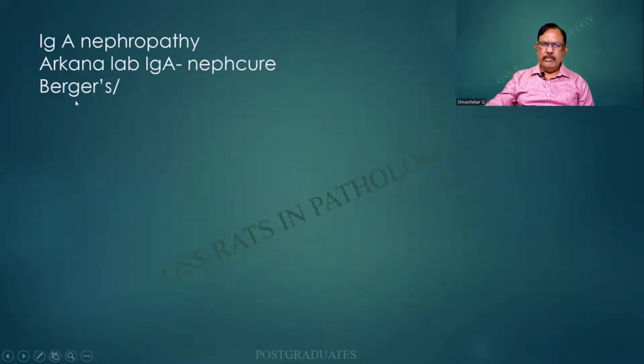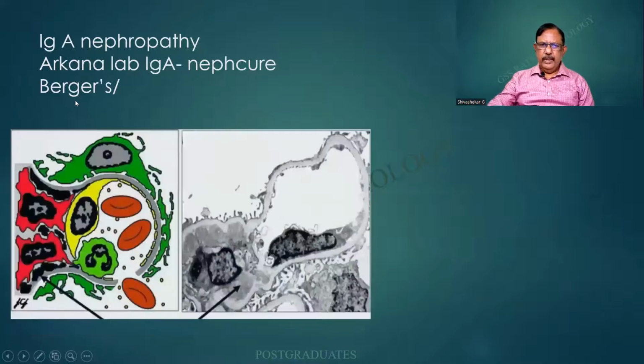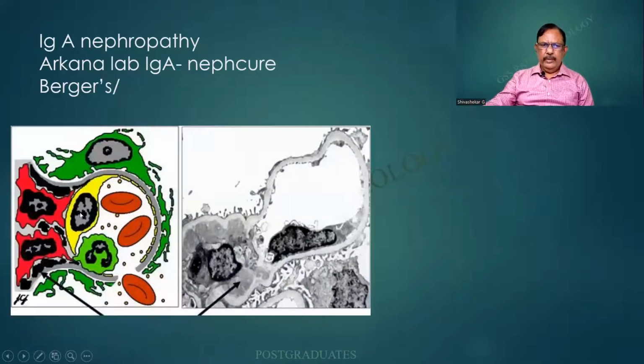It is otherwise called Berger's disease. See what is happening over here. There is the endothelium, the epithelium, the basement membrane is getting thickened, but at the same time there is a rupture of it. There is a vasculitis, probably proliferation of the mesangial cells that are seen.